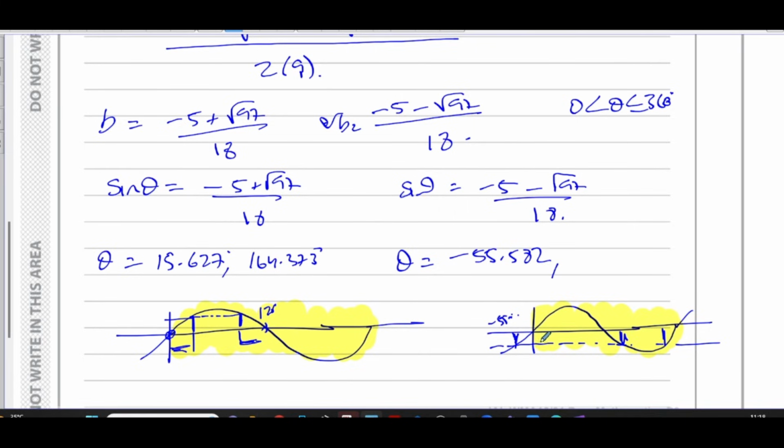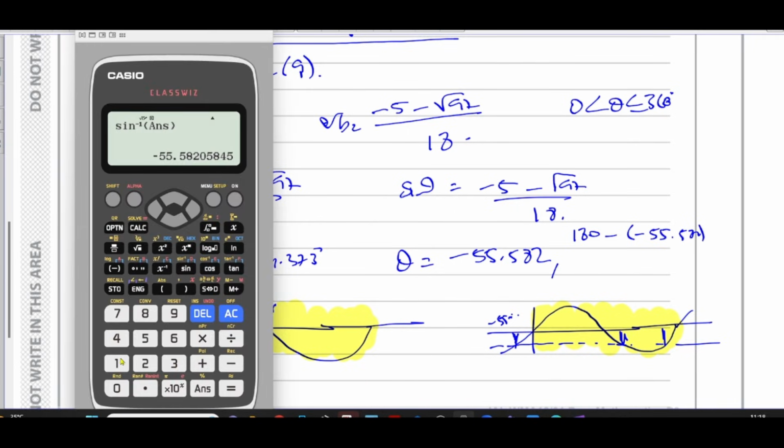So what we have to do is the same thing as we did before. What did we do to get the other angle? We did 180 minus the principal solution the calculator gave us. The same thing we do here: 180 minus, be careful about the sign, minus 55.582. So if I take the angle from my calculator and do 180 minus that answer, that will give me this angle over here.